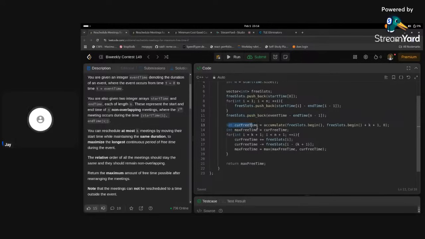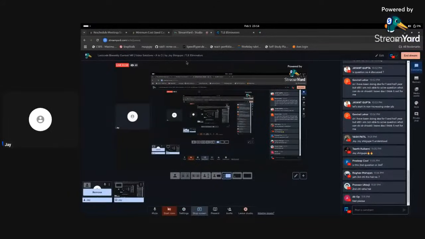Then you just merge the first k, and what is the time that you would get by merging the first k+1 free slots. You set it to your current free time and you set it to your max free time. This is basically sort of a sliding window where you add a free slot in the front, remove the free slot at the back, and you have k+1 consecutive free slots, and you update your answer, the maximum free time you could have with this, and finally you just return it. So that was the second one.